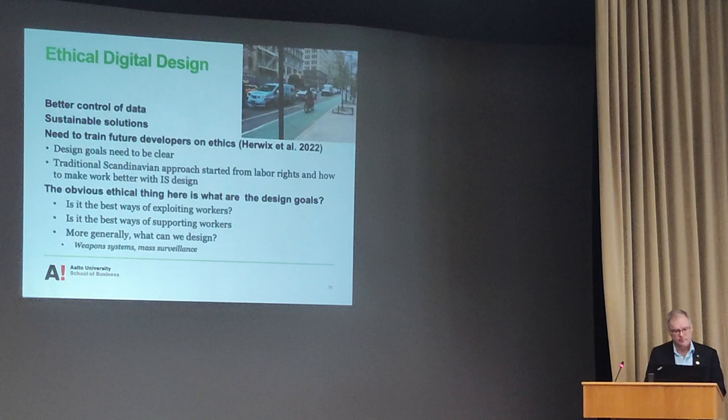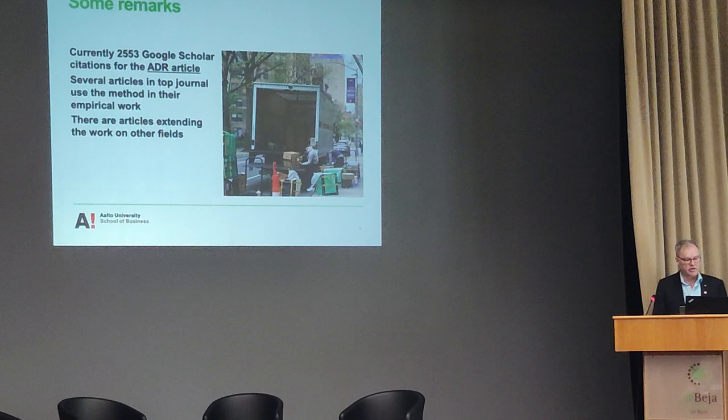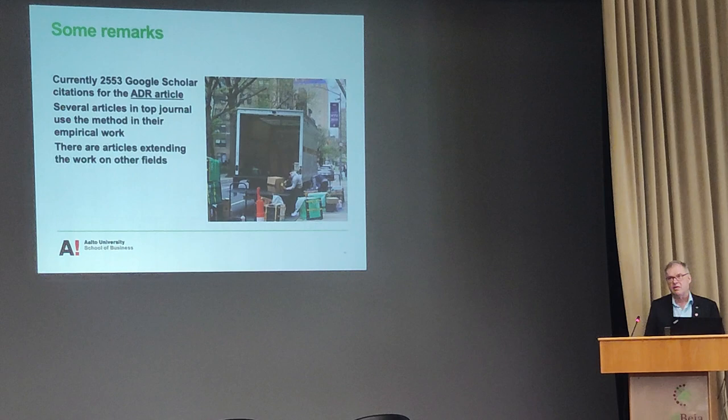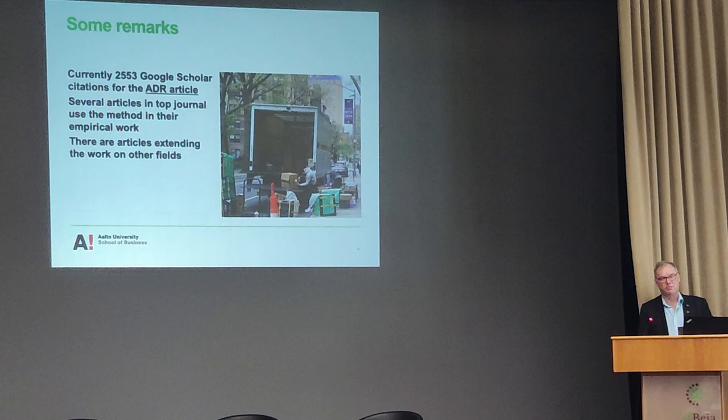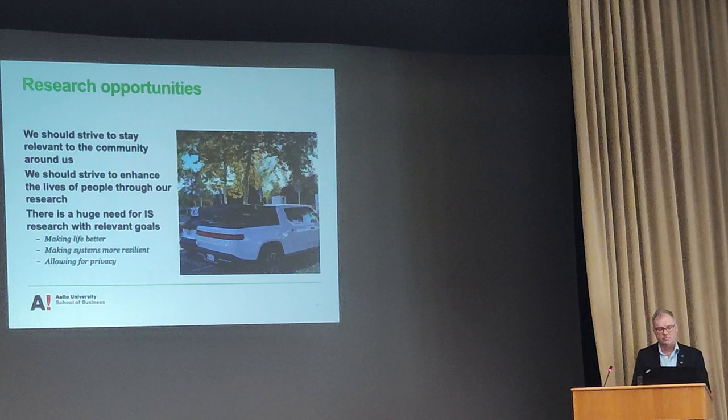These were most of what I wanted to say. There are some remarks here. There are 2,500 citations for this article. Journalists use the method in agriculture, and there are articles extending this and other things. I must also say that I feel there's some importance to this when somebody has been saying that this is not needed at all. There are articles about it. So there's some importance. Final statement and research opportunities.